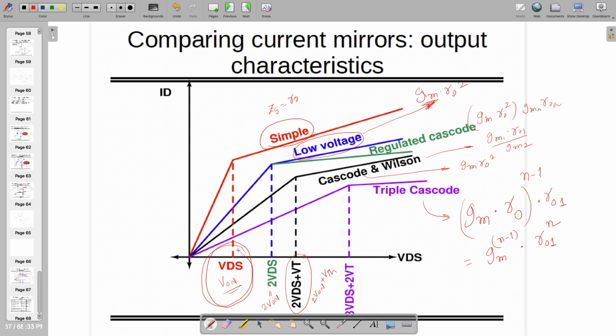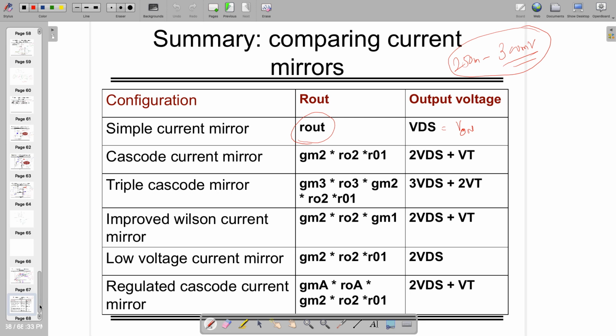Yeah, so I'm concluding this whole chapter, which was current mirror. We are going to start with other things like frequency response after this chapter. So that's the next one.